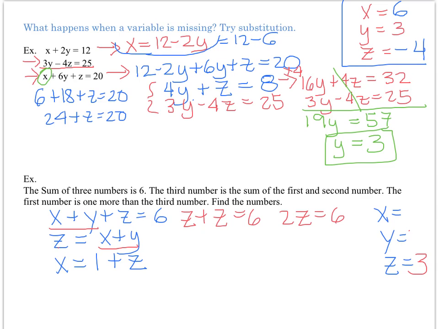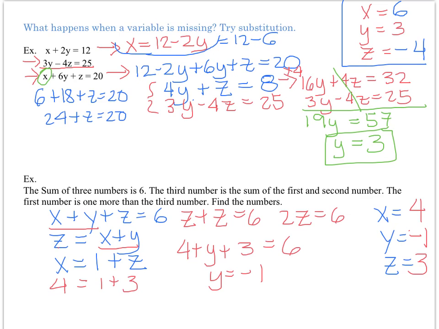Boom, that was nice. Okay, well if z is 3, 1 plus 3 is 4. So I know that x is going to be 4. And I know the sum of those three has to be 6. So 4 plus y plus 3 has to be 6. So y is going to have to be negative 1.